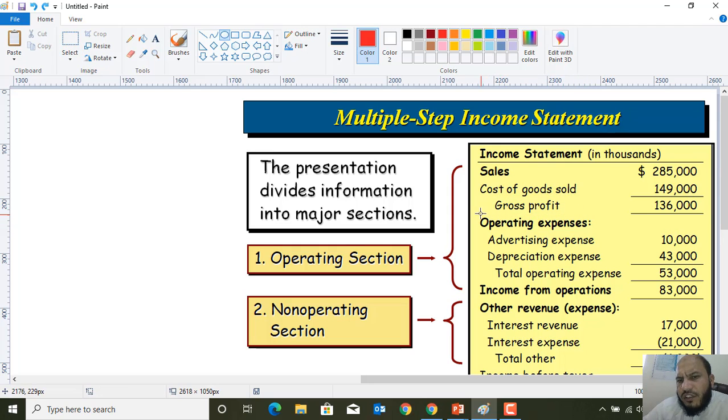Now dear students, from this gross profit which is 136,000, we will deduct the operating expenses, after the cost of goods sold. Whatever we deduct, I will put in this circle. Okay, now we have the positive amount left. Now we will deduct the operating expenses.